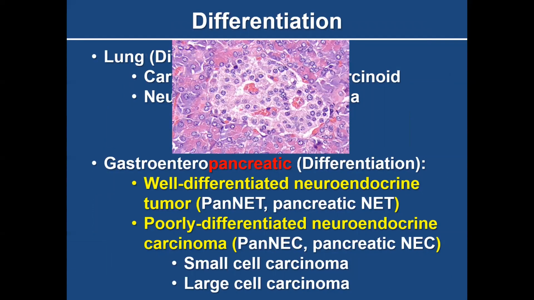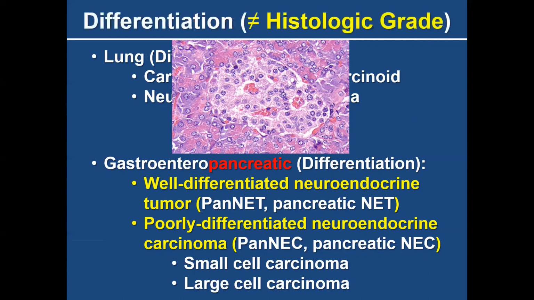Pancreatic neuroendocrine neoplasms can be subdivided into two main categories of differentiation: well-differentiated neuroendocrine tumors and poorly differentiated neuroendocrine carcinomas. There is no middle category. Well-differentiated pancreatic neuroendocrine tumors are referred to as PNETs and resemble the islets of Langerhans. And poorly differentiated neuroendocrine carcinomas, or PANECs, typically do not resemble the islets of Langerhans.